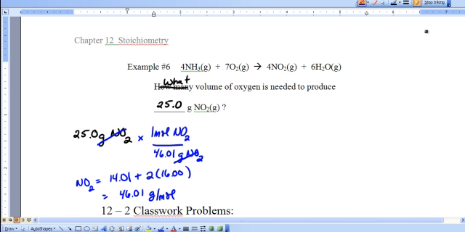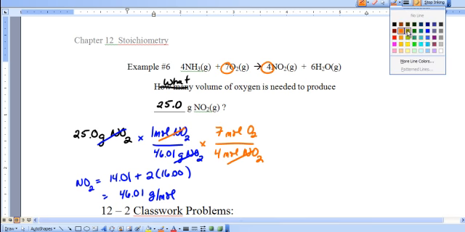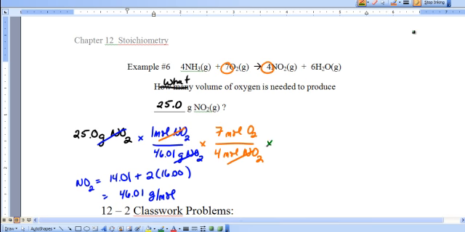Now we have to change compounds or species. We've got to go from NO2 to O2. To do that, use the mole ratio. It's going to involve the 4 and the 7. Of course, we want to go into oxygen, so we'll put our 7 moles of oxygen in the numerator. We'll put our 4 moles of NO2 in the denominator so that they can cancel out with the moles of NO2. Now we're into moles of oxygen. The question says, what volume of oxygen is needed? So once you're into moles of oxygen, now we've got to go to volume using the molar volume, 22.4 liters over 1 mole.